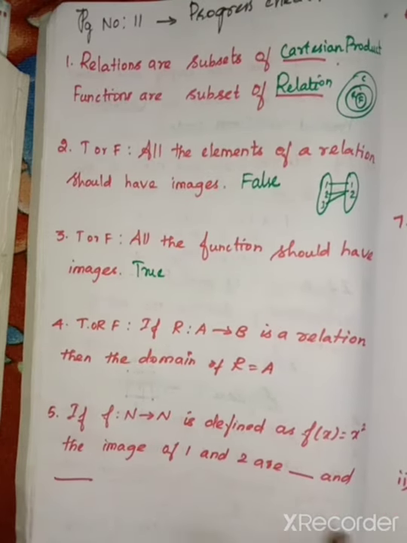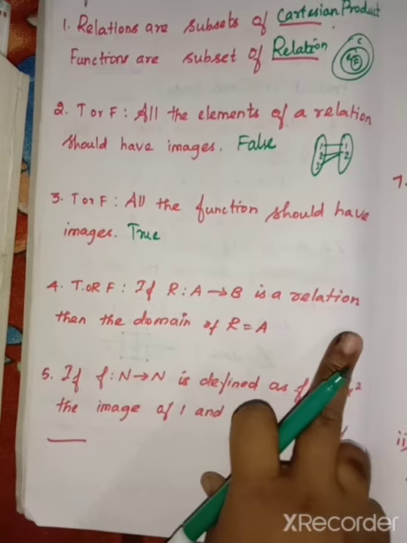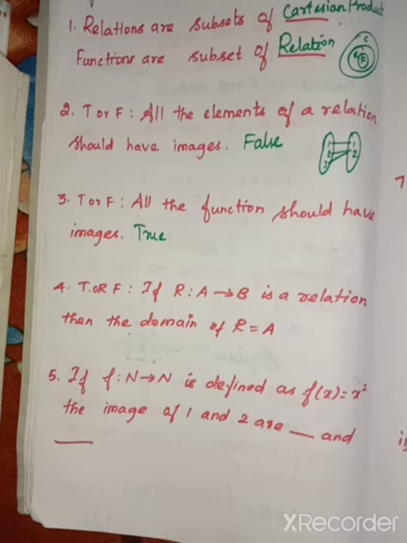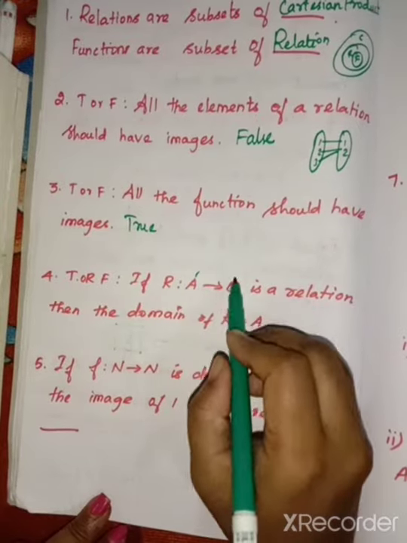Then move on to the fourth one. If R from A to B is a relation, then the domain of R equals A. What is that condition? Simply you can say, ma'am, this is domain, this is codomain.